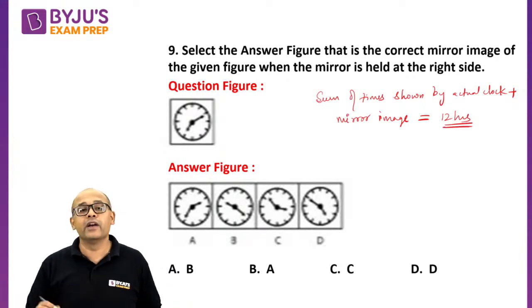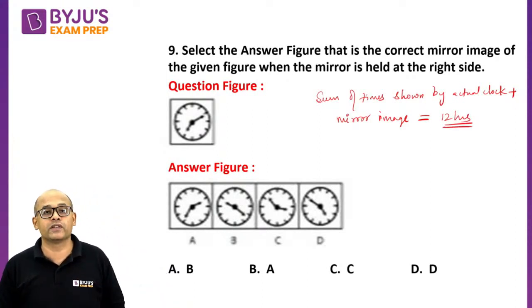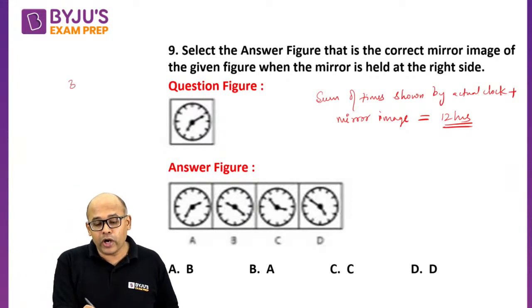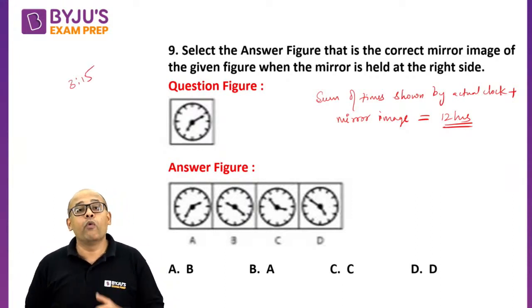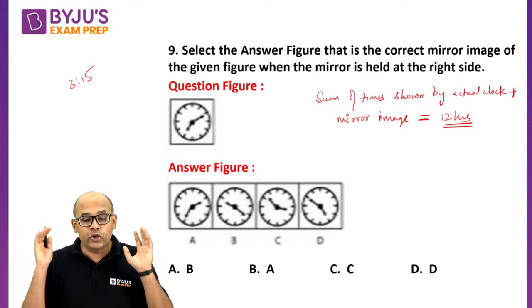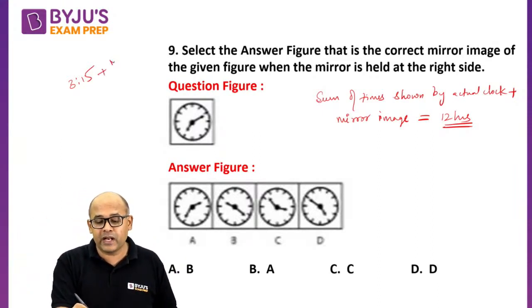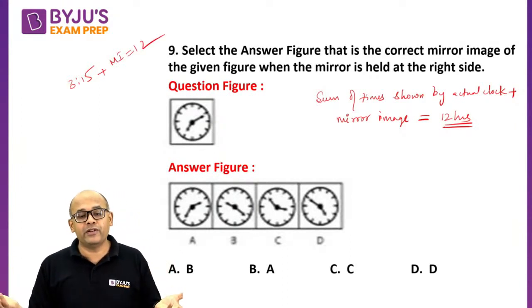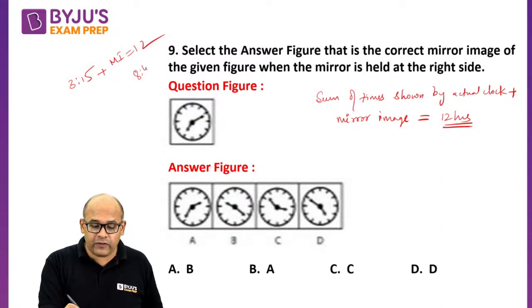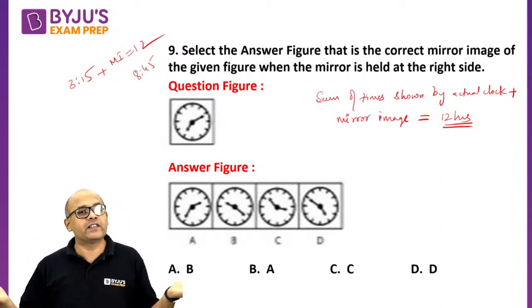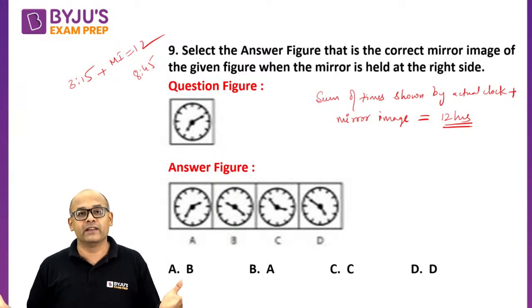This is a concept you should remember in clocks. If I say, without giving you the figure, that the clock is showing 3:15, what will the mirror image show? Don't imagine anything. You know that 3:15 plus the mirror image total should be 12 hours. So what should the mirror image be? The mirror image should be 8:45: 8, 9, 10, 11, 12. Yes, so 8:45, that's it. That's your answer. You don't have to write anything.